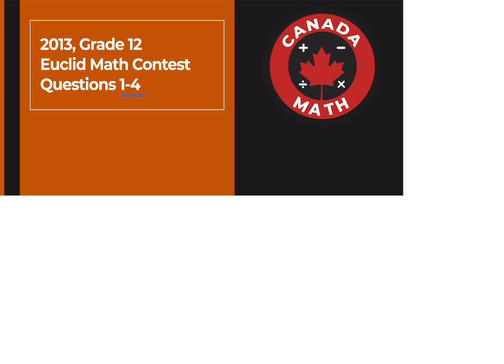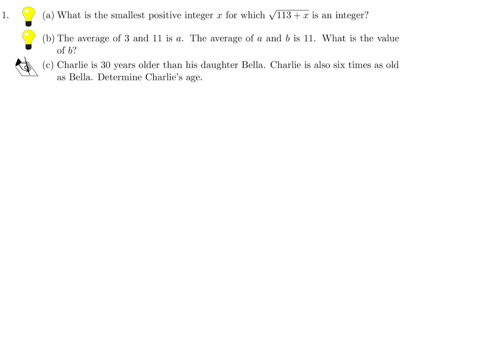Questions 1 through 4 on the 2013 Grade 12 Euclid Math Contest. What is the smallest positive integer x for which the square root of 113 plus x is an integer?